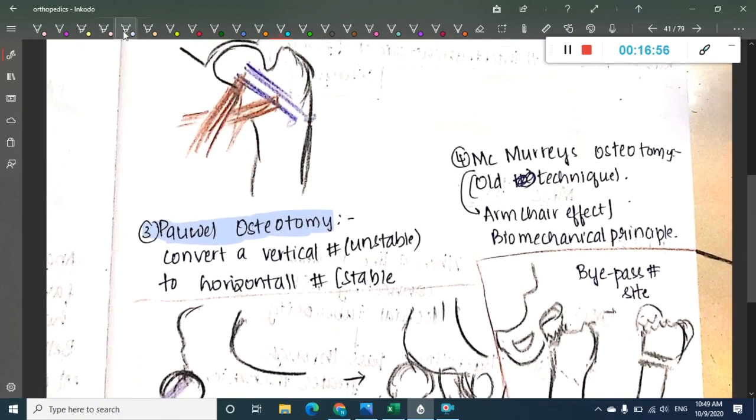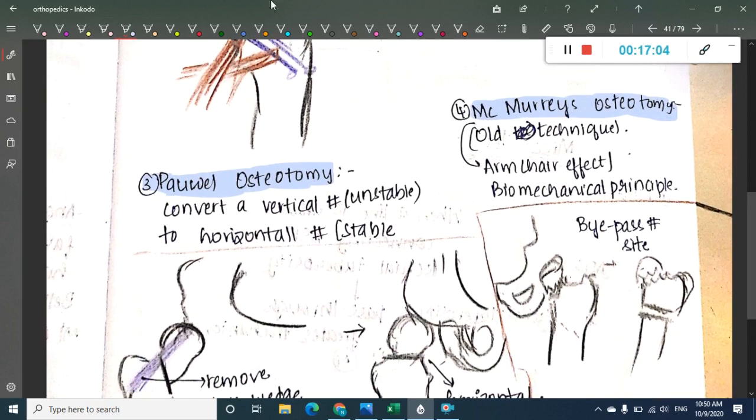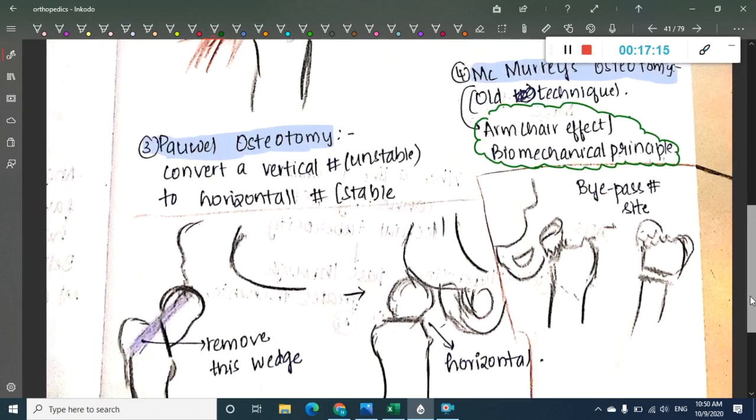Then we have one more osteotomy, which is called Mac-Murray's osteotomy. Now what do you see in Mac-Murray's osteotomy? It has a name, which is called the armchair effect or biomechanical principle. This is an older technique which we would not use.